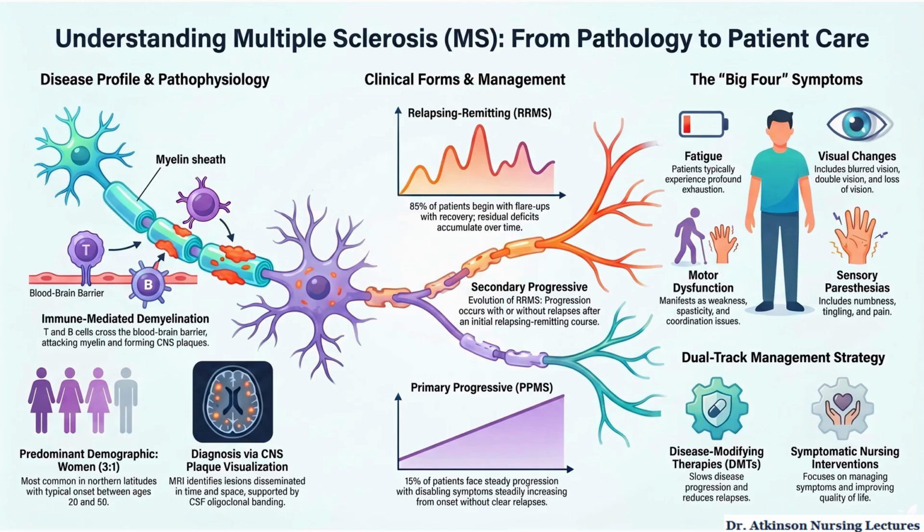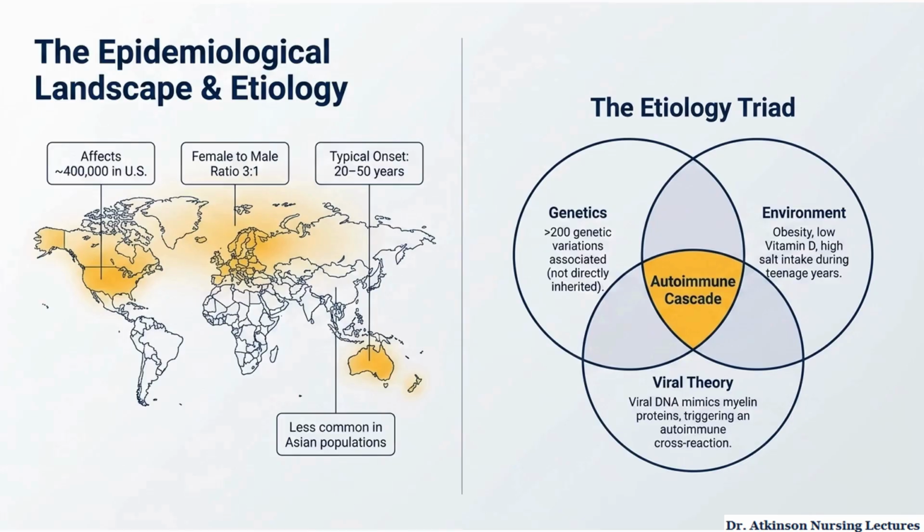In this lecture, we'll connect the microscopic disease process to the real clinical manifestations and nursing management you'll see in practice. MS affects about 400,000 people in the United States and is much more common in women, with about a 3-to-1 female predominance. Most patients develop symptoms between ages 20 and 50. You'll also notice a geographic pattern. MS is more common in northern latitudes like the US, Canada, and parts of Europe, and less common in Asian populations.